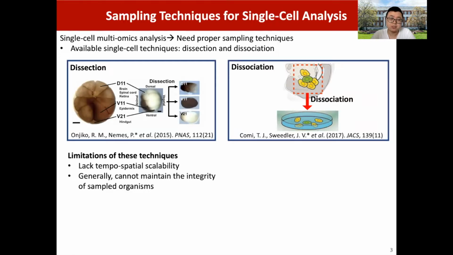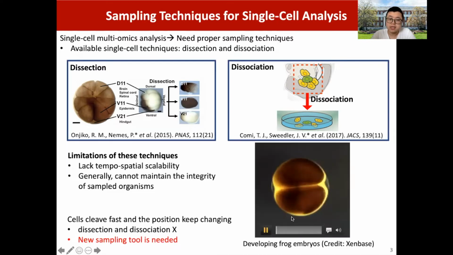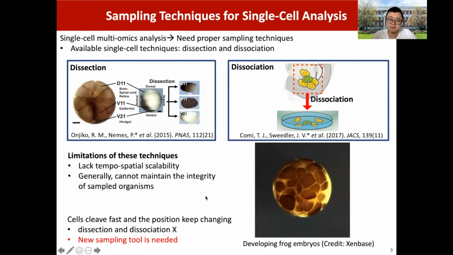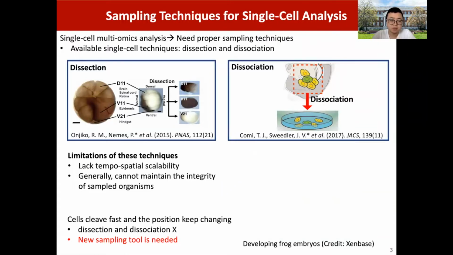However, these are important capabilities when we work with a developing embryo. So here is the video of a developing embryo. You can see that the cells move very fast and the positions keep changing. Dissection and dissociation, because of the limitations, cannot be used working with this system. Therefore, new sampling tools are needed.